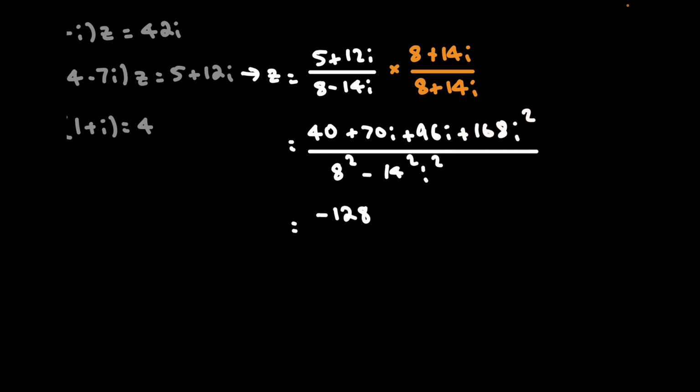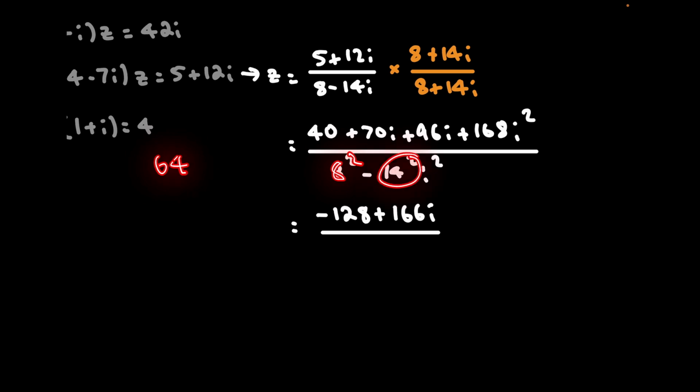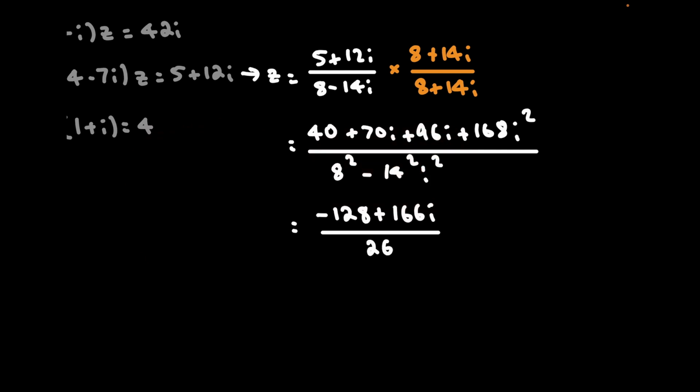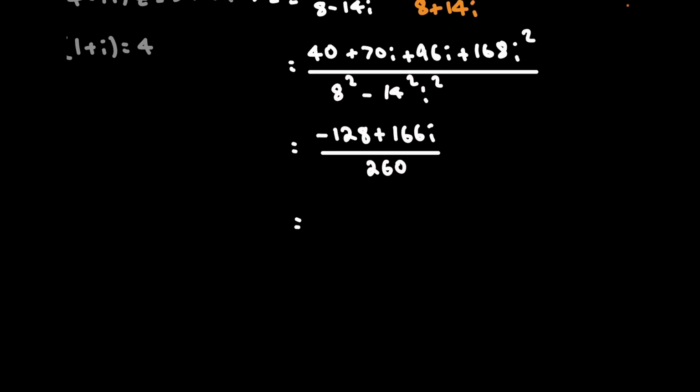So on the numerator, we get minus 128 plus 166i all over 8 squared is 64, and then 14 squared is 196. Okay, and i squared is negative 1, that's why I'm adding these two together. So 190 plus 60 is 250, but then we add the extra 10, we get 260. So we can do this divided by 260. So let us now simplify this.